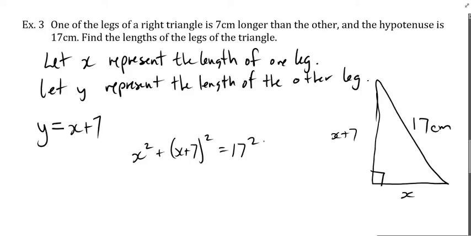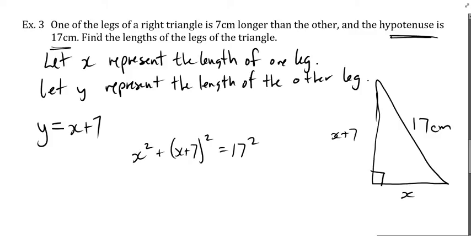Every question is going to be a little bit different. You can't just look at the first example we did and do every question that way, because the formula that we come up with here is always a little bit different. Liam? The x plus 7, that's the hypotenuse. It says the hypotenuse is 17.